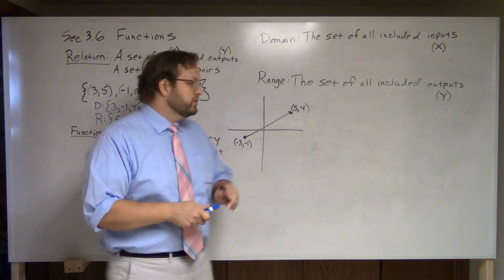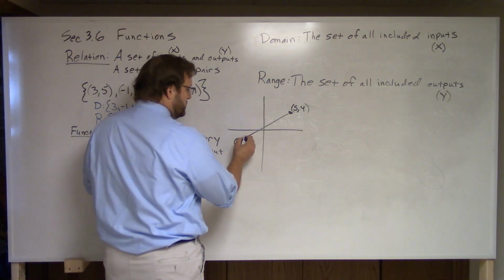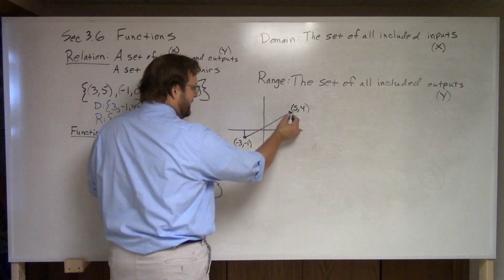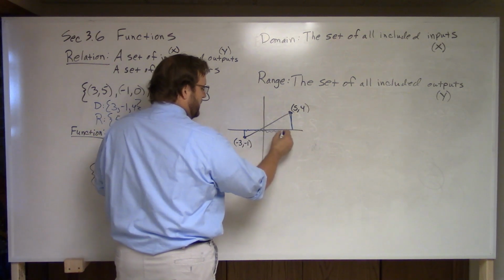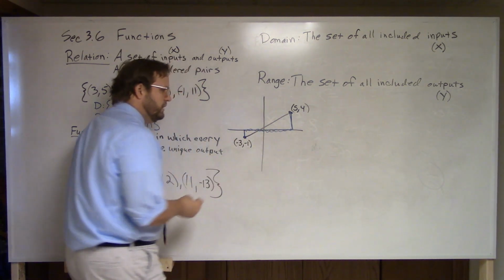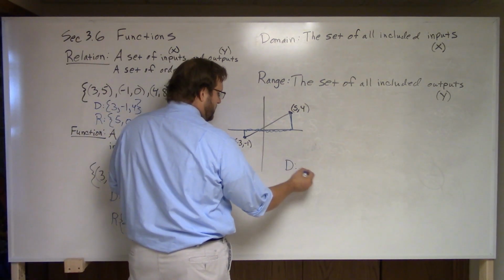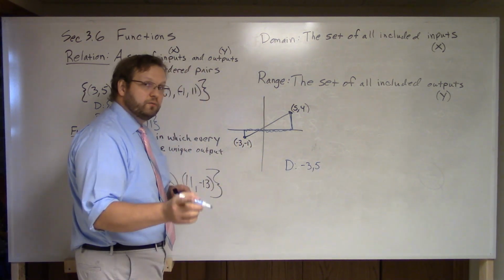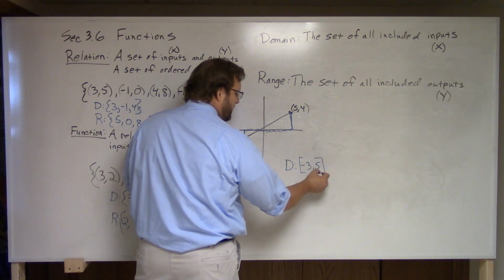So if I'm looking for domain, I'm looking for any x values. So watch what I'm going to do here. I'm going to connect that x-axis, and I'm going to include anything in between. So my domain I can write as -3 to 5 using interval notation. I'm going to include those two values.